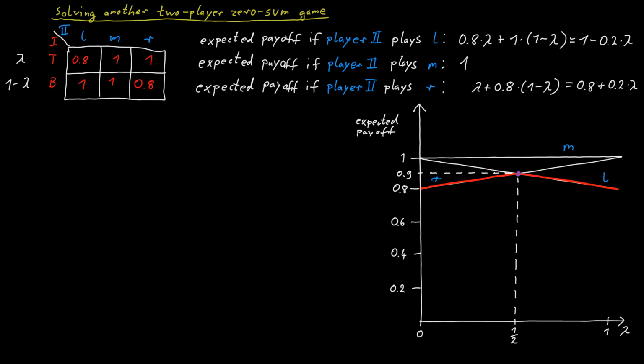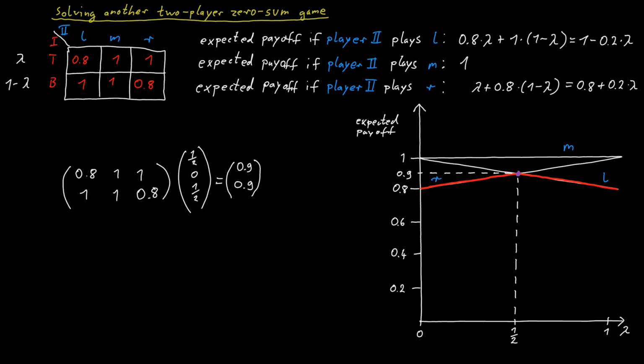Now, if you multiply the payoff matrix with this mixed strategy, which is 1/2 for left, 0 probability for M, and then 1/2 for the strategy R, we see that in this case, strategy T and strategy B both give an expected payoff of 0.9 to player 1, but not more. So this must be the correct minimax strategy, right? So player 1 can guarantee a payoff of 0.9, and player 2 can guarantee that player 1 doesn't get more than that.